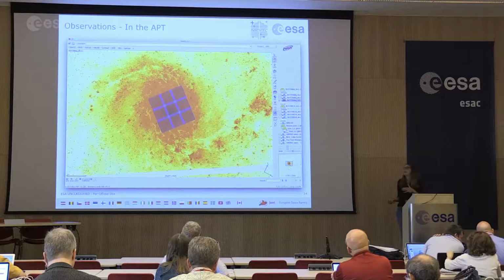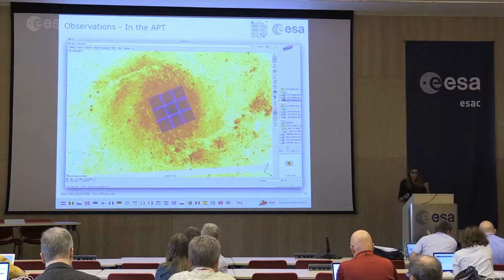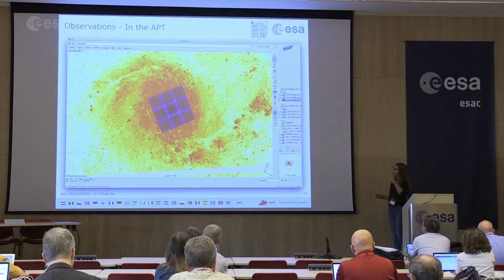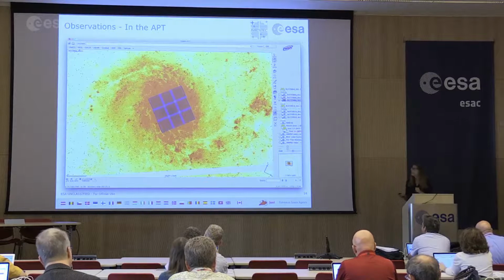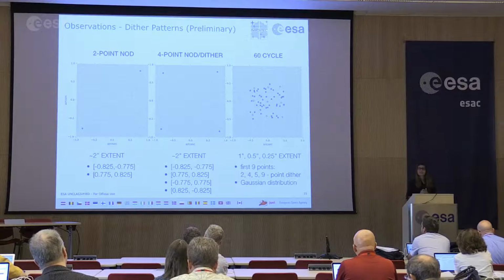So this is now an exposure with a 3x3 mosaic and some dither patterns on it. And since I talked about the dither patterns, last but not least, I'm going to tell you a little bit about the dither patterns here. This is still very preliminary. We're still discussing this at the moment, but this is what we have so far.